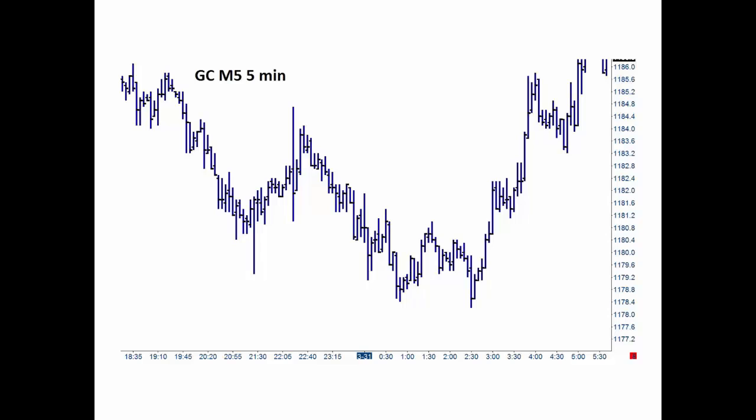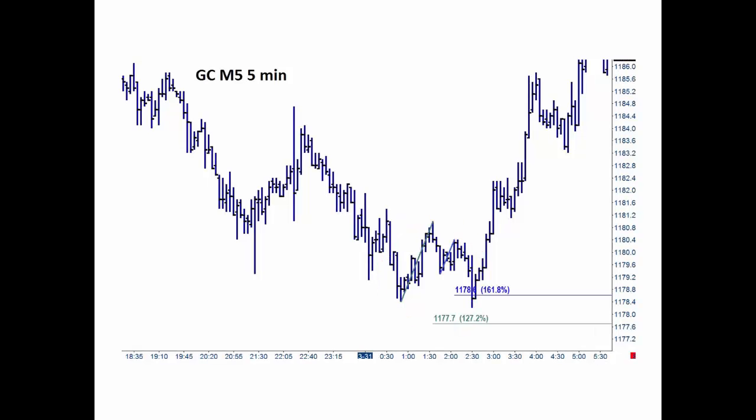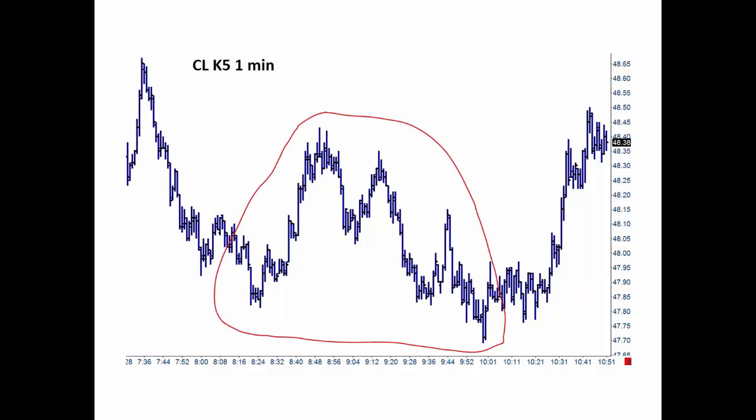Can you spot a good butterfly pattern here? There it is. After a while, these butterflies will jump out at you. Here are the two extensions for your long entry. Can you spot some butterflies here? There's one, and here's a much bigger one. Again, it is the measure move within the measure move plus confirmation.